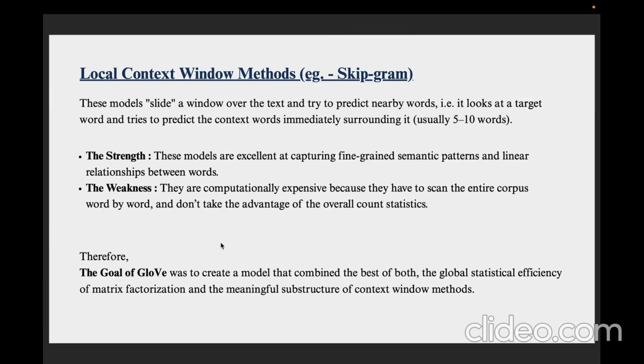As for the local context window models like Skip-gram, these suffered from exactly the opposite problem. Here, we capture the context of the neighboring words using a sliding window approach, which usually surrounds the immediate 5 to 10 neighbors. The strength was that it captured semantic patterns, while the weakness was the exact same strength that was obtained from LSA, that is, the global statistical coverage. Hence, the goal of GloVe was to create a model that combined the best of both. That is, we should have the global statistical efficiency from LSA as well as the contextual methods from Skip-gram.